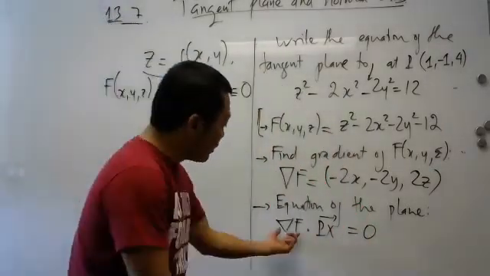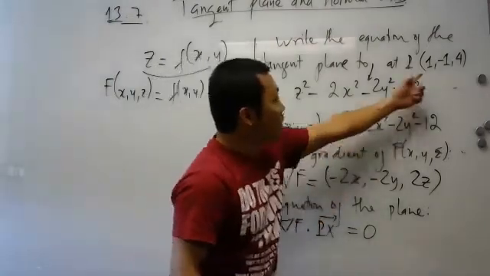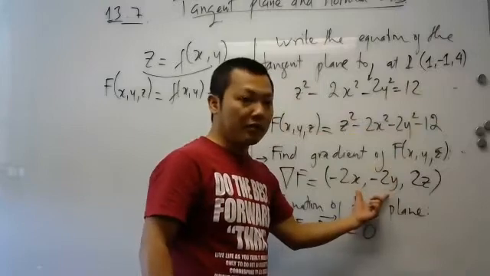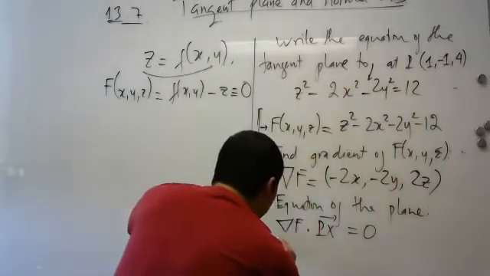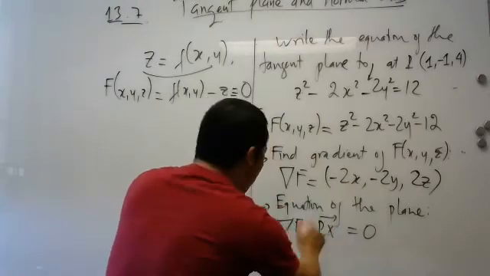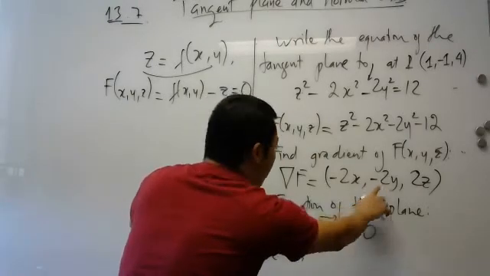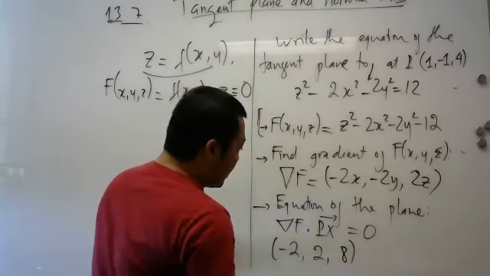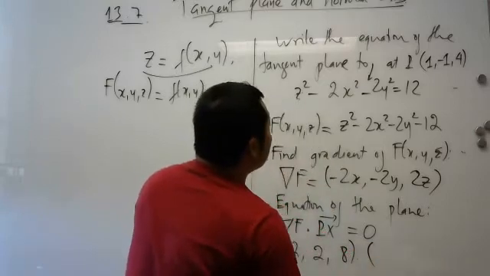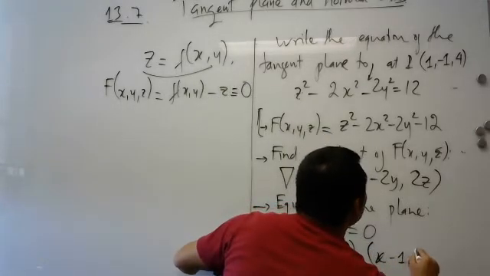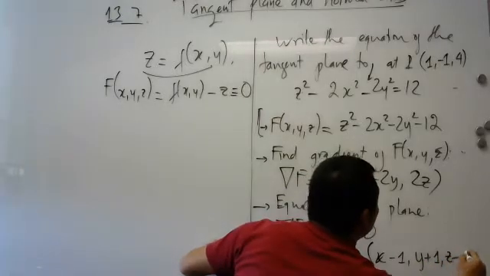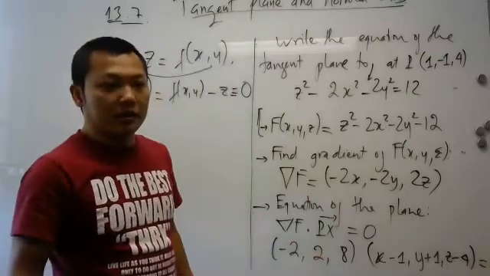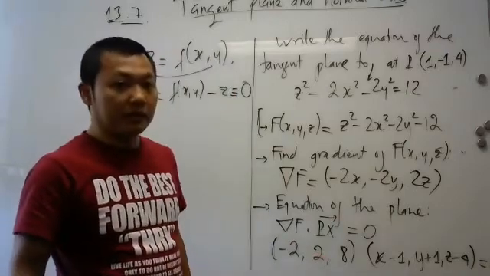Now in order to find this vector, you plug x equal to 1, y equal to -1, and z equal to 4 into the gradient. If I plug everything in, I get the following vector: x equal to 1 gives negative 2, y equal to -1 gives 2, z equal to 4 gives 8. And then what is PX? PX is (x minus 1, y plus 1, z minus 4), and this equals 0. Then you just multiply them together, and you get the equation of the tangent plane.